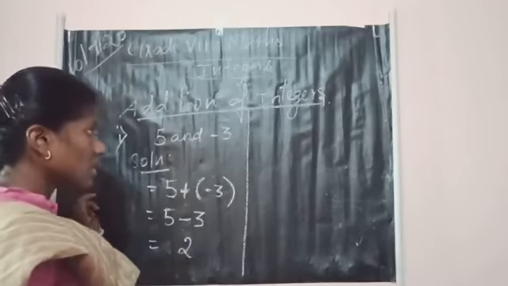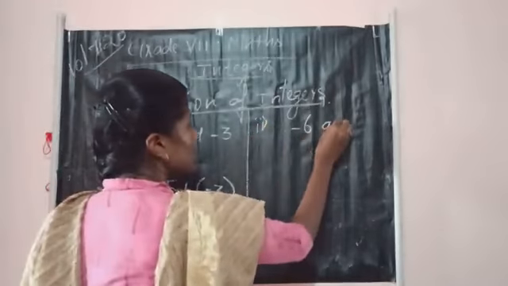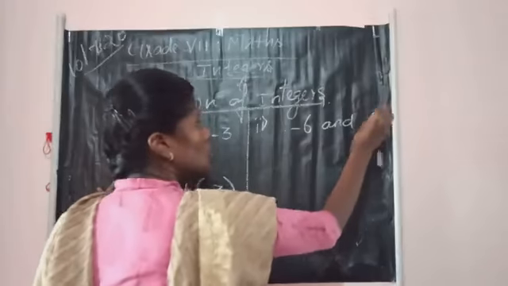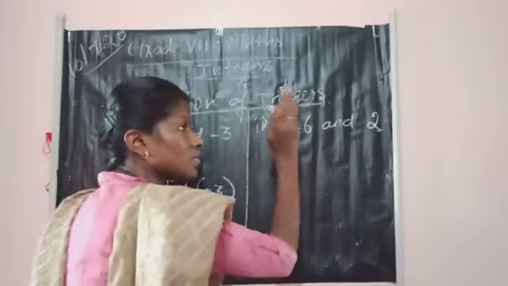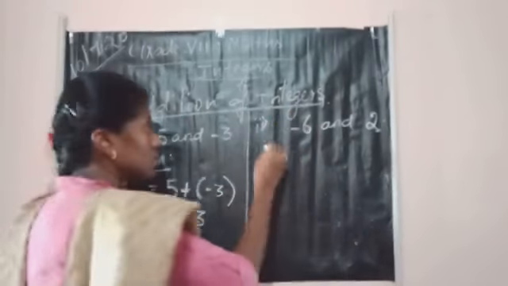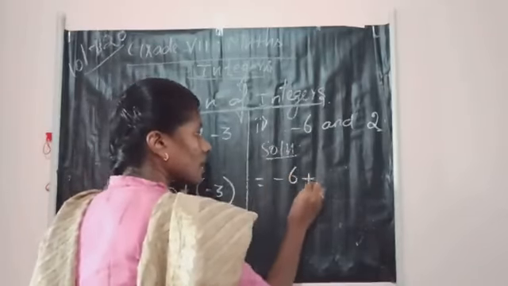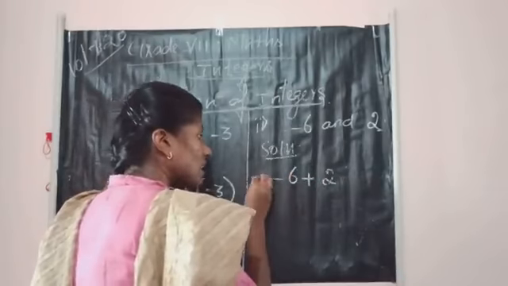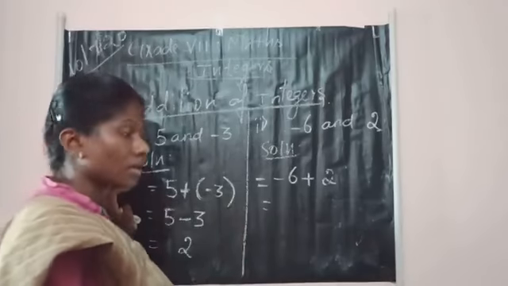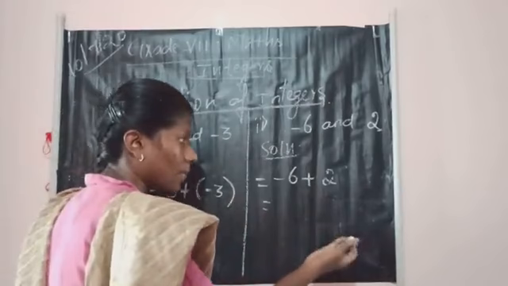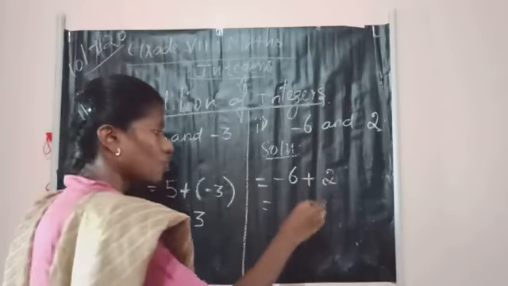Now let me teach one more problem, that is -6 and +2. I am going to add these two integers. One is a negative integer and one is a positive integer. So -6 plus 2. As I said before, if the signs are different, we have to subtract. I subtract the smallest number from the largest, so 6 minus 2, that is 4.